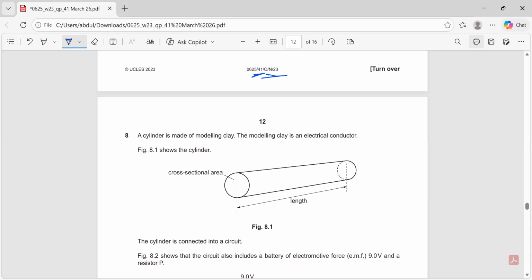Now, a cylinder is made of modeling clay. The modeling clay is an electrical conductor. So electrical conductor means it lets the current pass through it easily. That is the meaning of electrical conductor. Figure 8.1 shows this cylinder and its diagram. The length is mentioned and the cross-sectional area is mentioned.